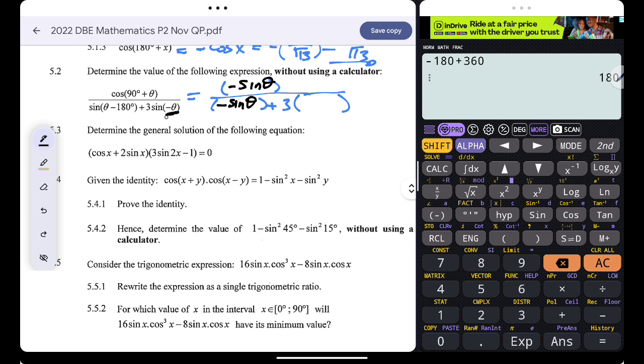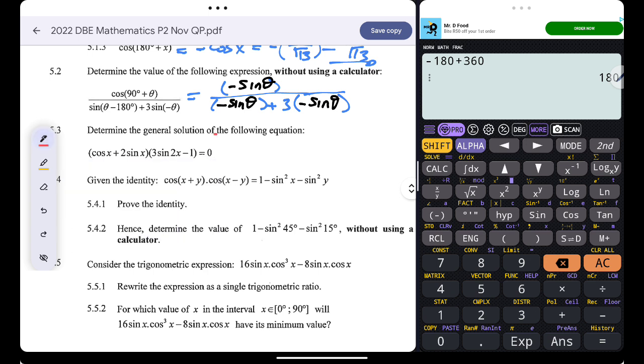Are you together? And when I have an angle like this, minus theta or minus x, minus alpha, minus beta, just know that those angles are in the fourth quadrant. And in the fourth quadrant, only cos is positive, right? So sine will be negative. So I'll simply have a negative sine theta.